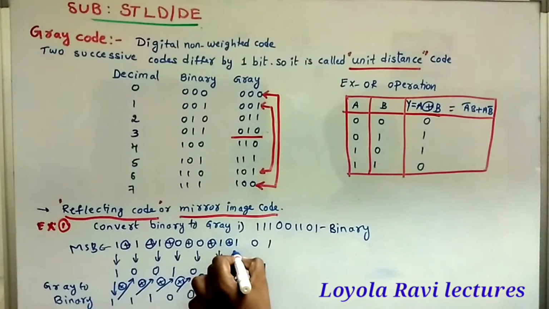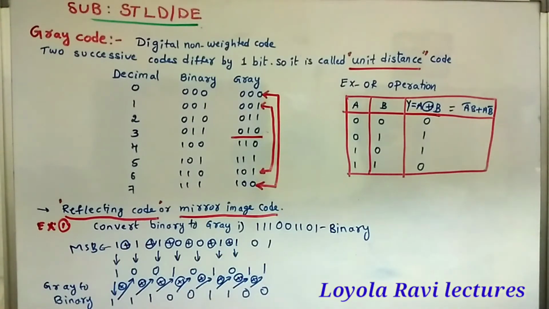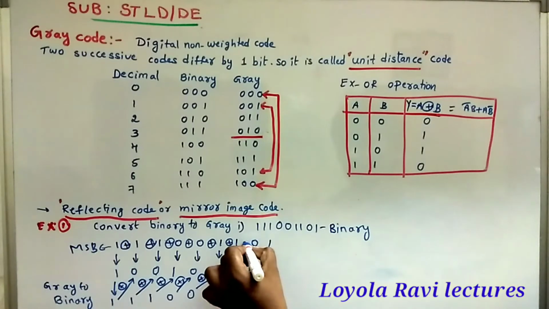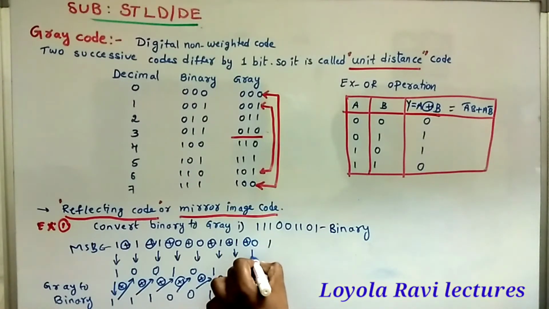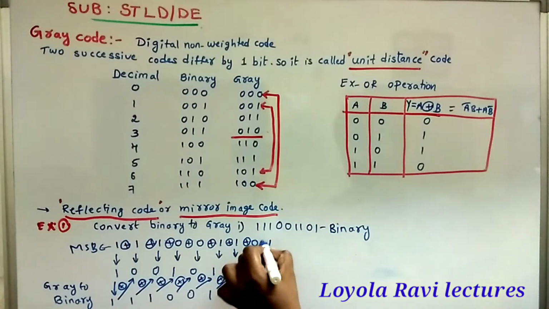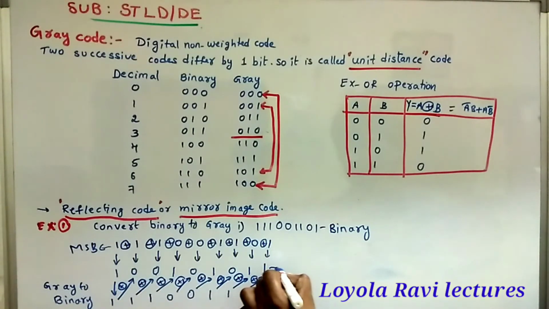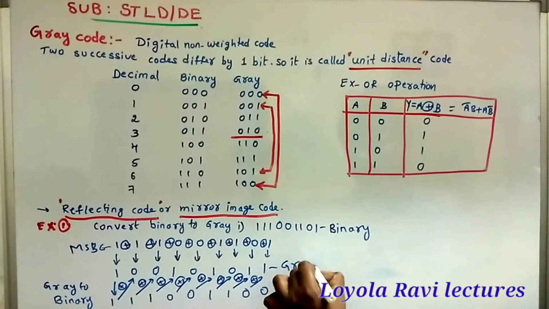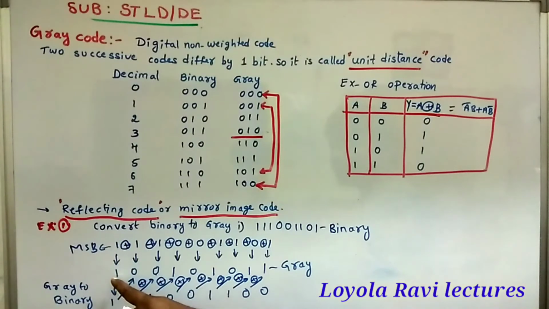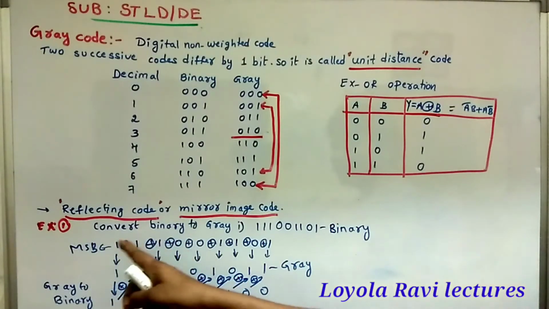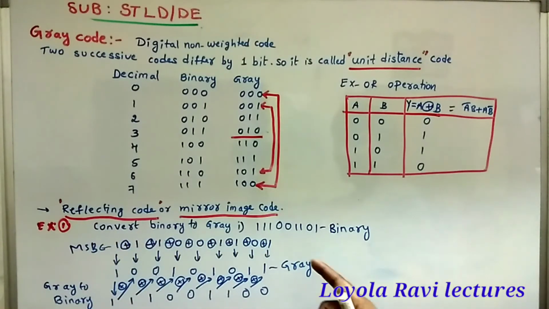Again 1 XOR 1, same bits, output is 0. Then 1 XOR 0, different bits, output is 1. Again different bits, 0 XOR 1, output is 1. This is the gray code. First MSB bit as is you can write, then adjacently perform XOR operation up to the last bit.